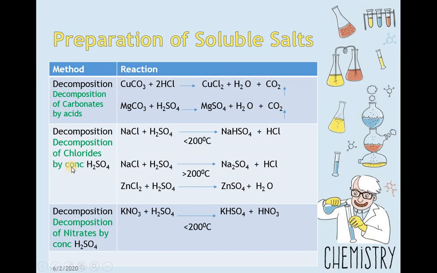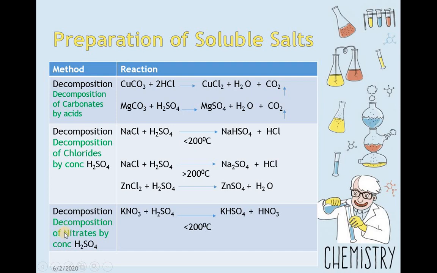Next, decomposition of chlorides by concentrated sulfuric acid. So here, this reaction you had already done. Sodium chloride when reacts with concentrated sulfuric acid below 200 degrees Celsius gives you sodium bisulfate, which is the acid salt. And similarly, when sodium chloride reacts with concentrated sulfuric acid above 200 degrees Celsius, it will give you the normal salt, that is sodium sulfate. And similar for the zinc sulfate.